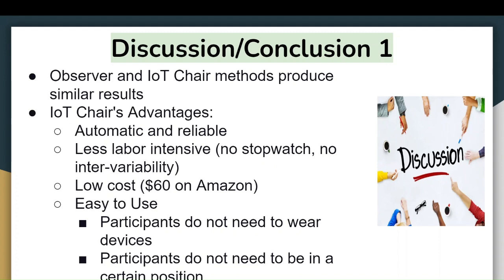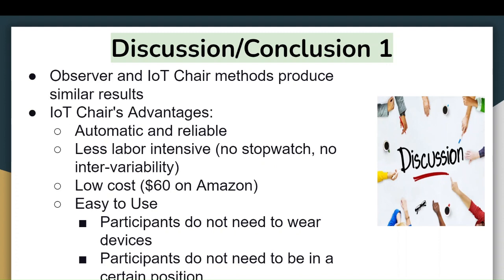They can see how the weight is distributed, or how certain aspects of the patient, like if they're attempting to hold on to additional objects for stability, they can all see that instead of just focusing on the number of repetitions performed. And it's also less labor intensive in that there's no stopwatch, and there's also no intervariability between observers, as having this chair will standardize all tests.